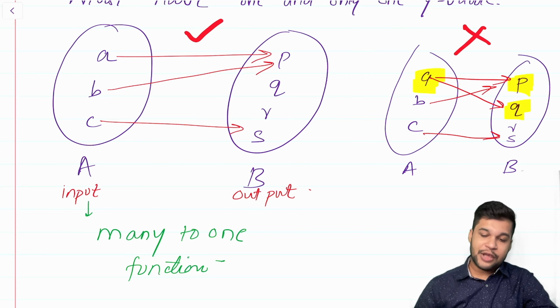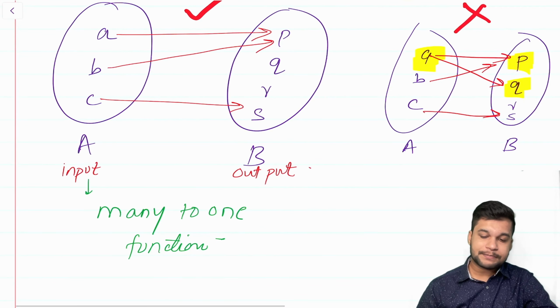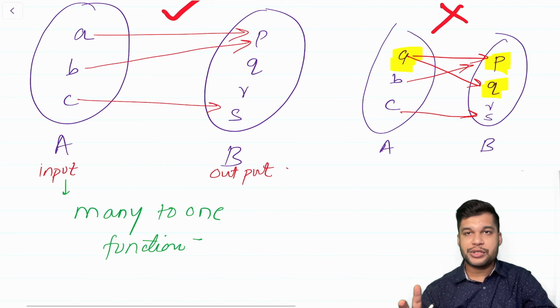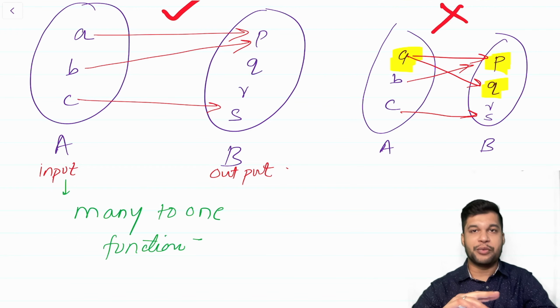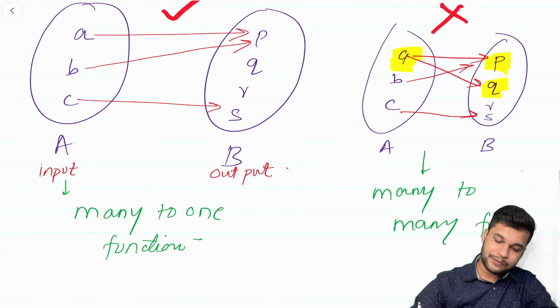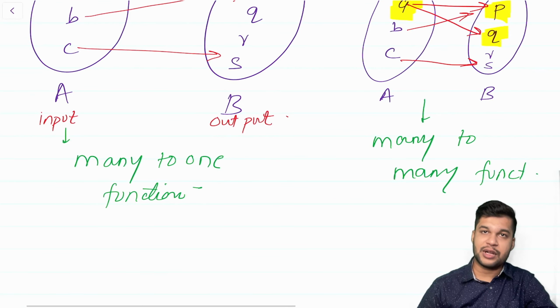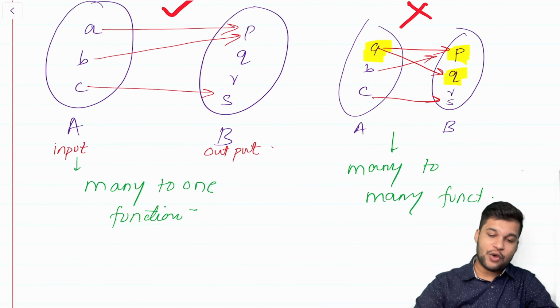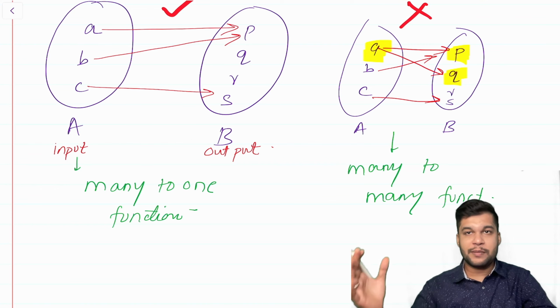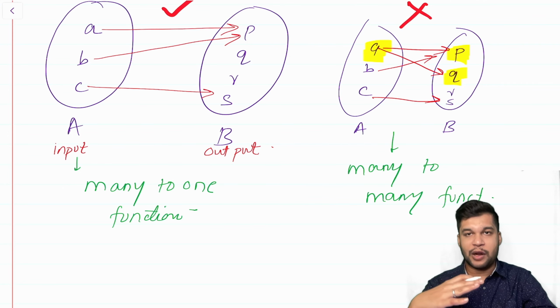Now if you observe the second one, A is having two outputs, right? And P has two inputs. So this is a many to many function. How do I know this? If you observe, A has many outputs, P and Q, and from the point of view of P, it is having many inputs, which is A and B. So that's why it is a many to many function.